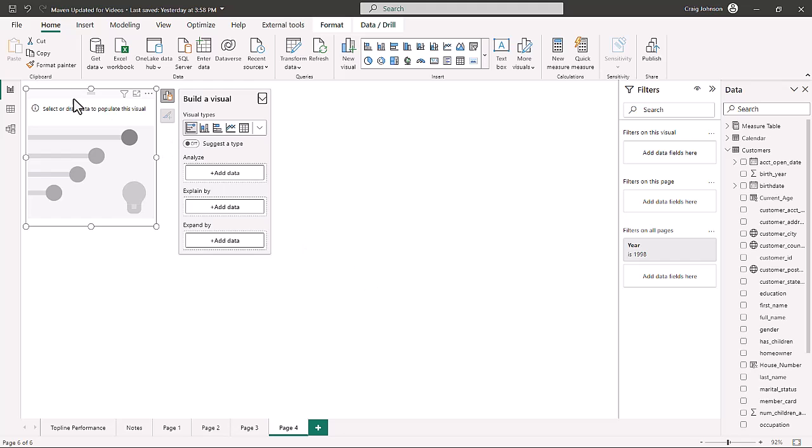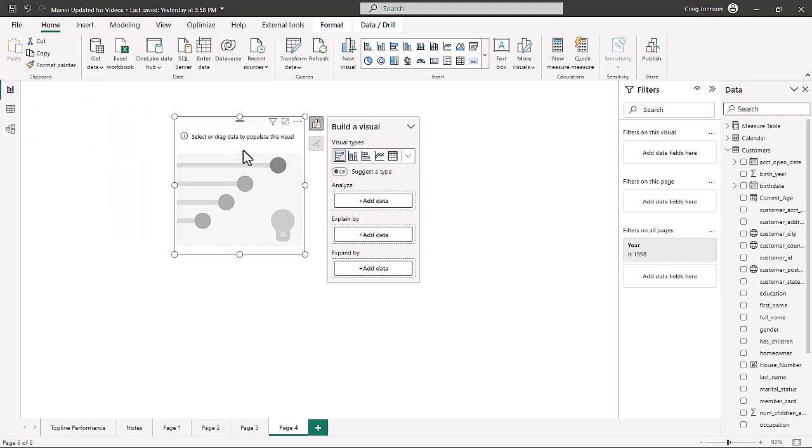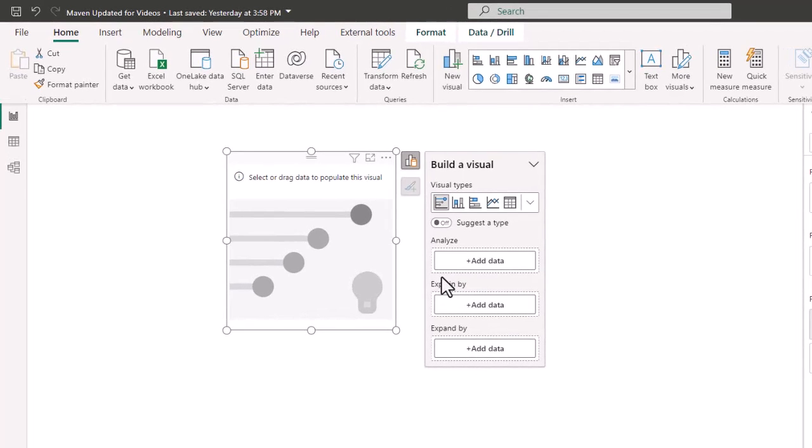Now, the Key Influencers visual is basically you are looking at three different things. You're looking at what you want to analyze and how you want to explain it. We're going to start off there, and then we'll show you an example of how the expand by works. But first off, you want to analyze a categorical set of data. So usually when you're talking about categorical data, it's when you start putting people into buckets. So are they married or are they not married? Are they a parent or are they not a parent? Are they college educated or are they not college educated?